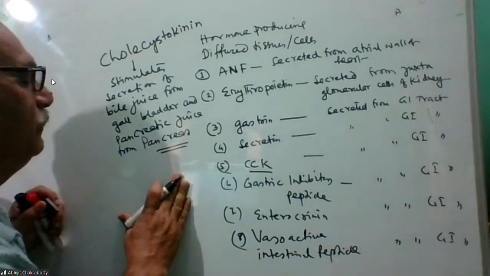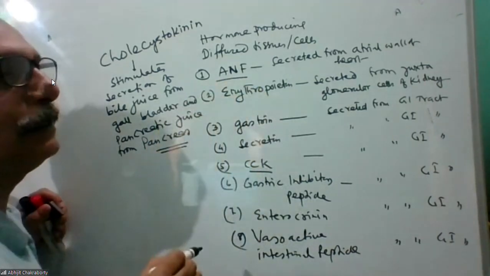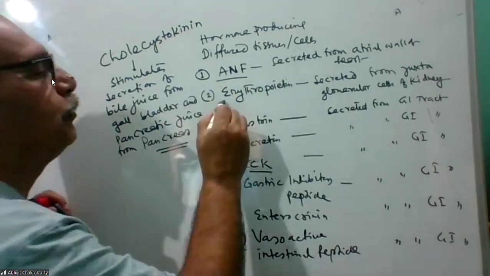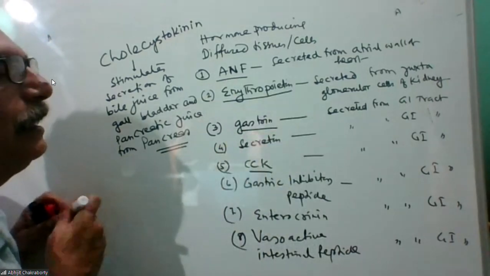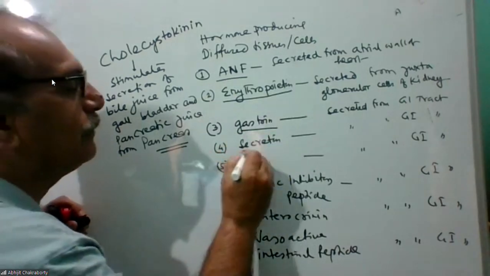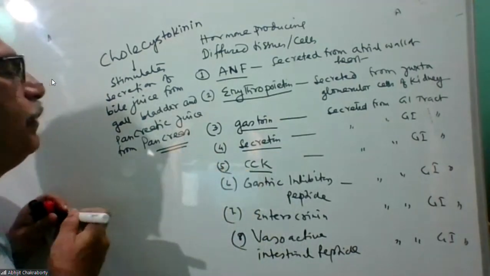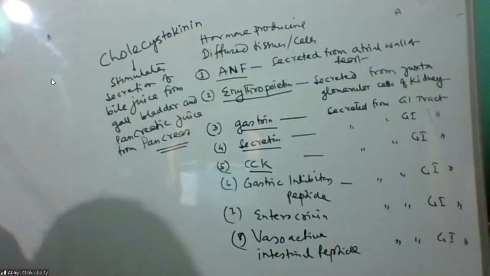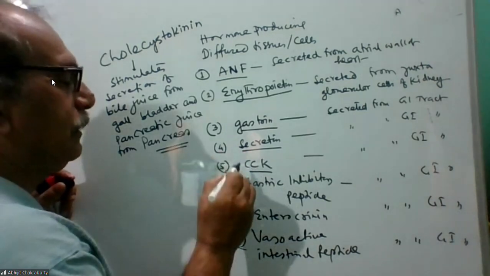After that you see, ANF dilates the blood vessel to decrease blood pressure. Erythropoietin stimulates RBC production. Gastrin facilitates secretion of HCl and pepsinogen. Secretin helps in the secretion of water and bicarbonate ions. CCK helps in the secretion of bile juice and pancreatic juice. Gastric inhibitory peptide inhibits secretion of acid and pepsin.